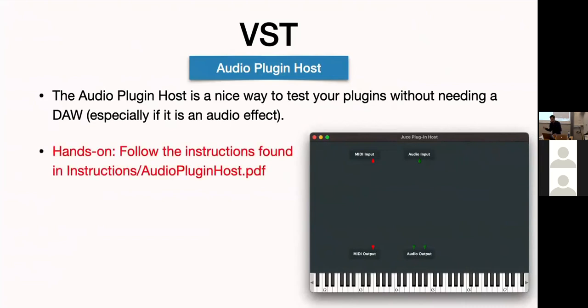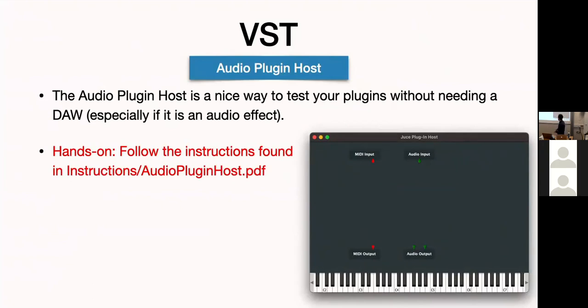I made some instructions which can also be found in instructions/audio plugin host, where you will need to build this guy. You will need to open the JUCE project, build it, and then you can find it somewhere in your folder structure. And then from there you can input your plugin and link it to the output, and then get the same result.